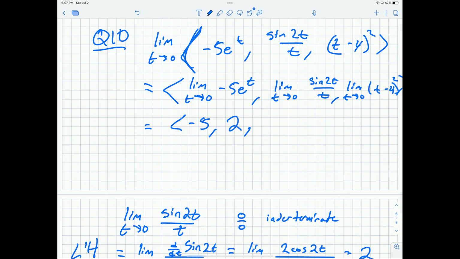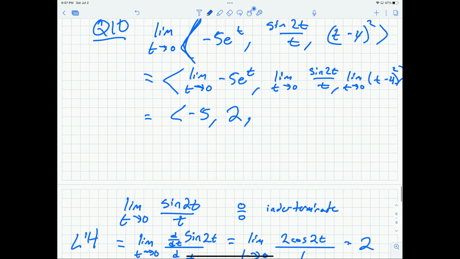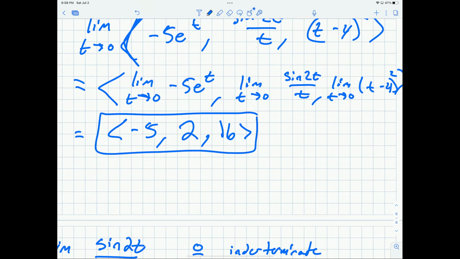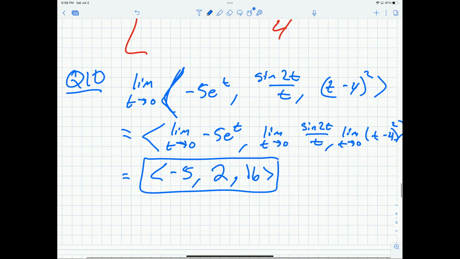And then finally, the last one, I think you can just plug in. The limit as t goes to 0 here, you get 0 minus 4, which is minus 4, and minus 4 squared is 16. So you don't actually need any new calculus here. You just need to know that when you do the limit of a vector valued function, you just do the limit of each of the three components. So we got -5, 2, 16.